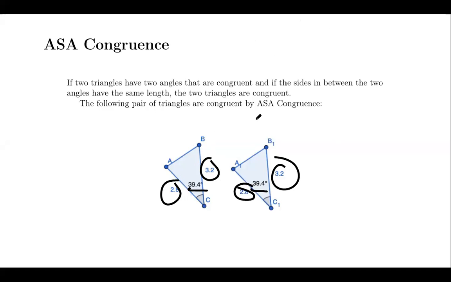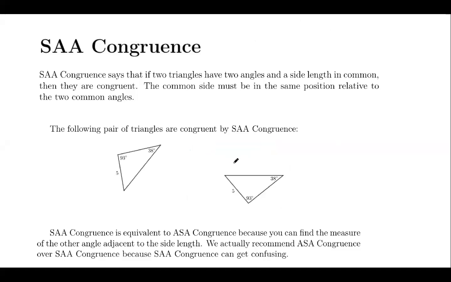Right, so these two are congruent by ASA congruence. And then there's also another one called SAA congruence. That's where if two triangles have two angles and a side length in common, then they are congruent. And the common side has to be in the same position relative to the two common angles. So let's take a look at this one where we have 5, 93, and 38.